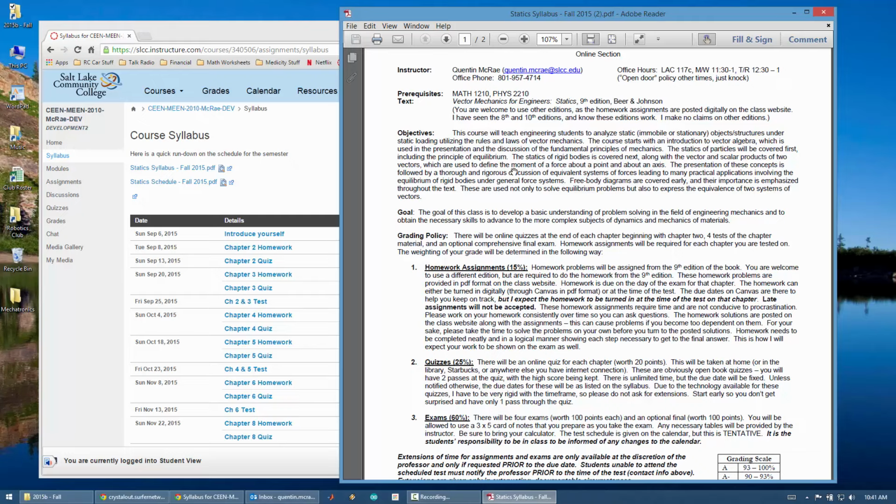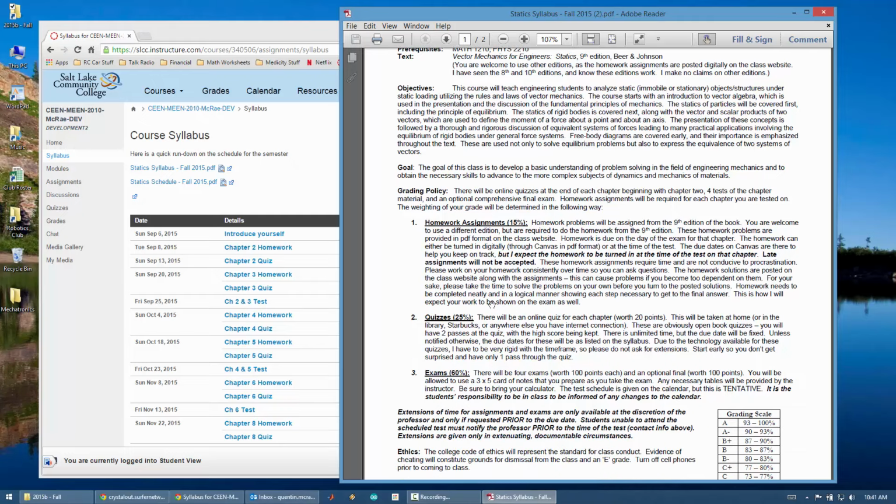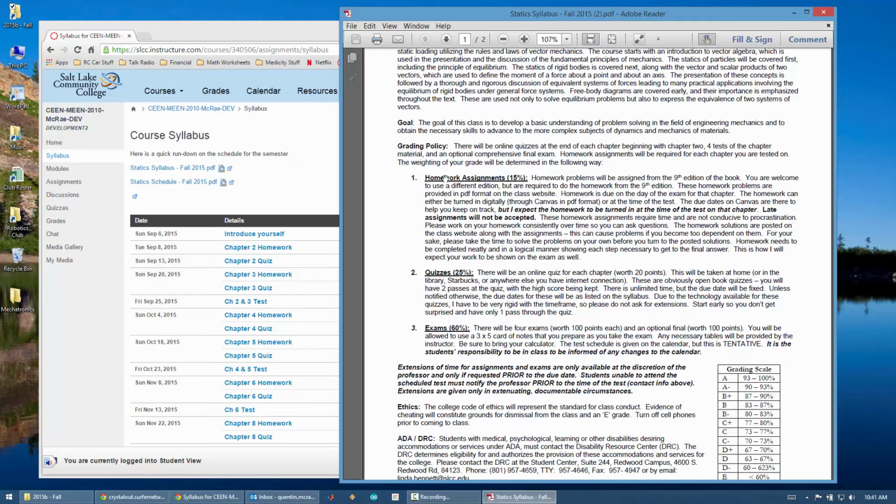Here's the way this class is laid out. There's basically three things: you're going to have homework, some online quizzes, and some exams. I'm going to go through and talk about each one. The homework assignments are going to be worth 15% of your grade. They're all from the ninth edition of the book.